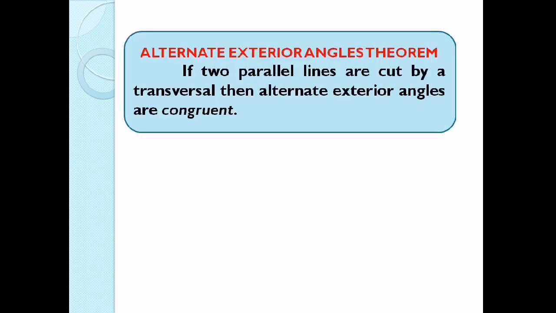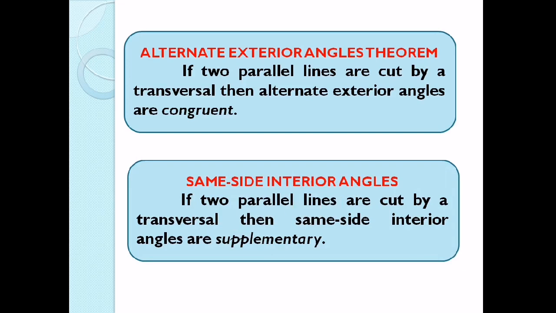Okay, we have the alternate exterior angles theorem states that if two parallel lines are cut by a transversal, then alternate exterior angles are congruent. We also have the same side interior angles theorem. If two parallel lines are cut by a transversal, then same side interior angles are supplementary. So ngayon i-apply natin tong theorems na to in solving our example number 2. So let's have our example 2.